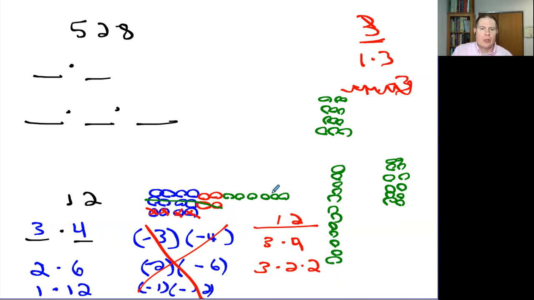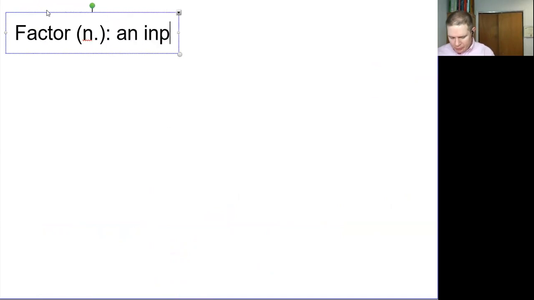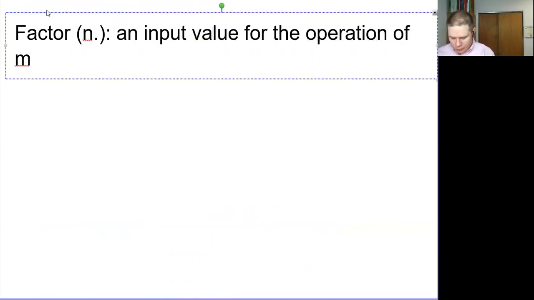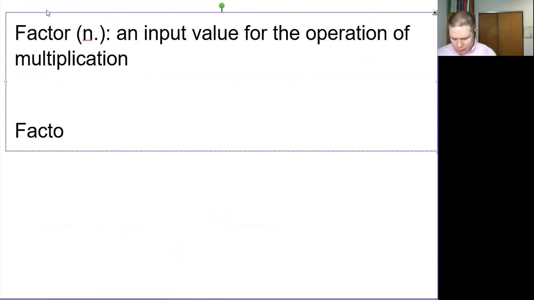Well, that's the process that we call factoring. If I use the word factor as a verb, I'll write that out here. Let's put in a verb explicitly. We already have a noun definition of factor, right? The factor is an input value to the operation of multiplication. That's what we've been using for weeks now.